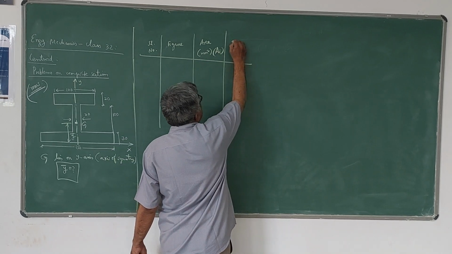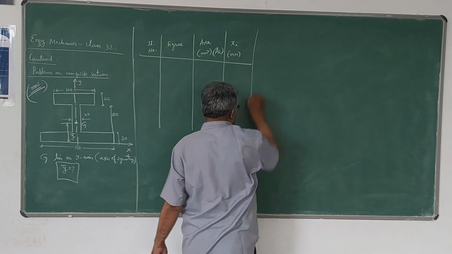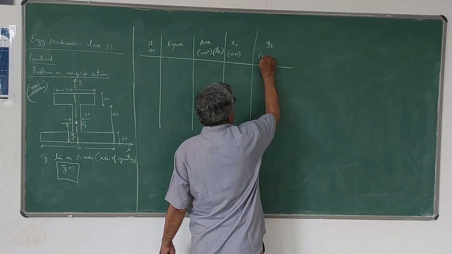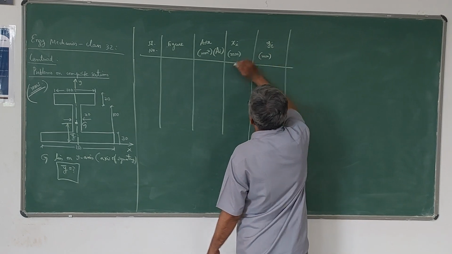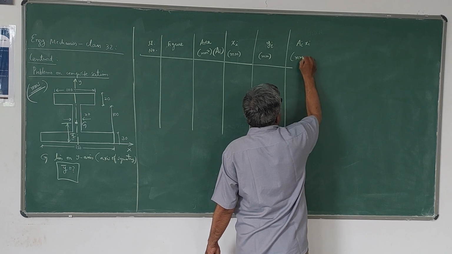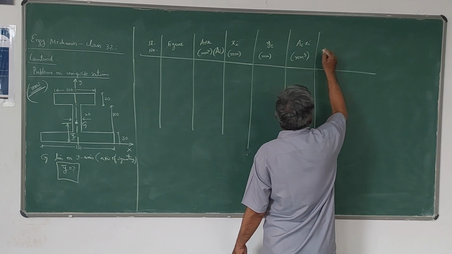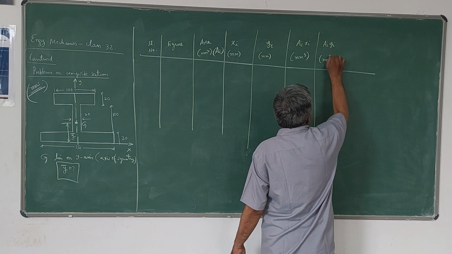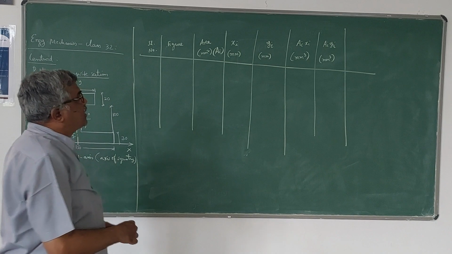Then x distance, I will write xi, which is measured from y axis. Then y distance, yi, which is measured from x axis. Then you have the product ai xi, which will be in millimeter cube, because area is in millimeter square and xi is in millimeter. Then ai yi, that is also in millimeter cube. So now, these are the items we require.